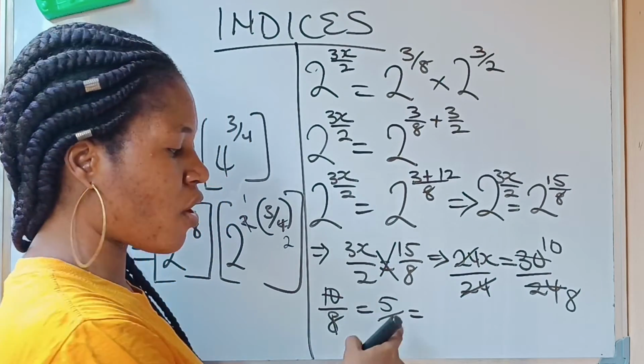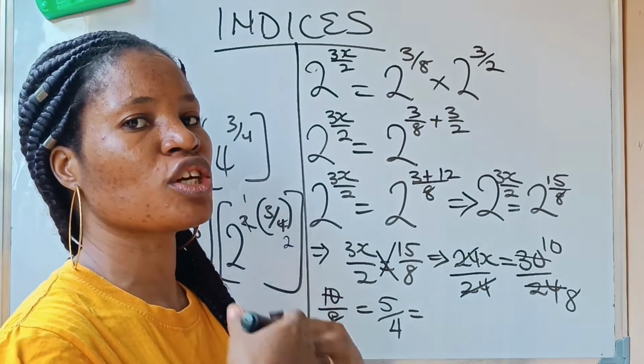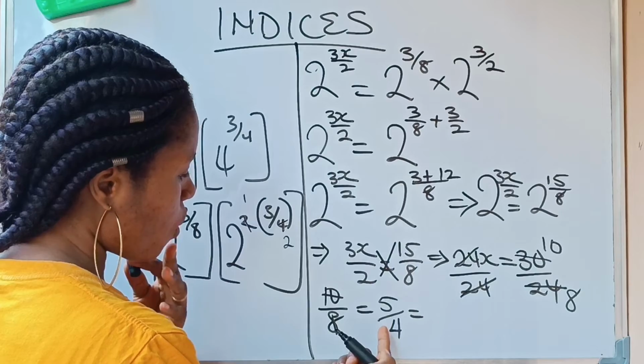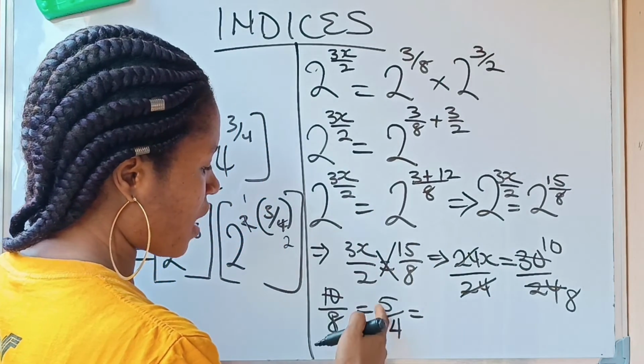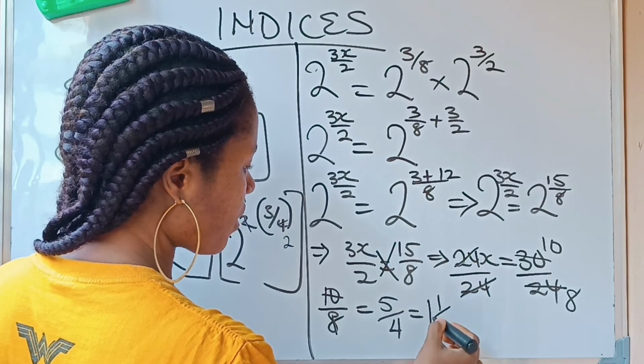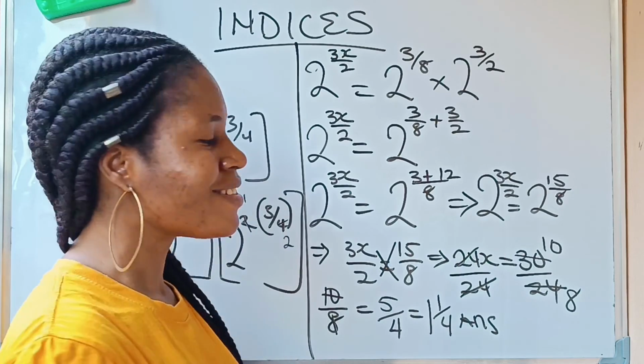Now you can leave your answer like this, or you can change it to a mixed fraction, or you can even change it to a decimal. Now this 5 over 4, let me change it to a mixed fraction. It's going to be 4 divided into 5. You are going to have 1 remainder 1, so 1 and 1/4, and that becomes your answer.